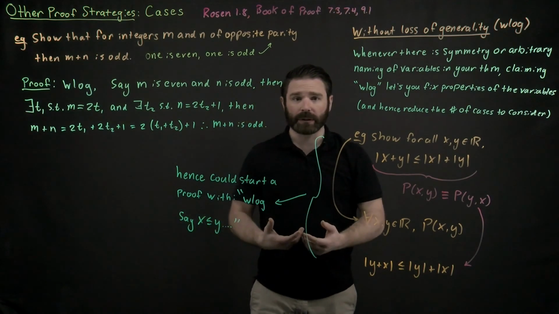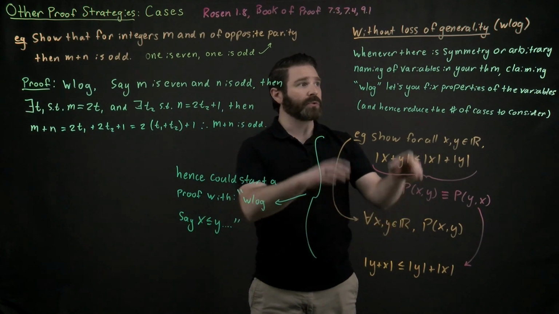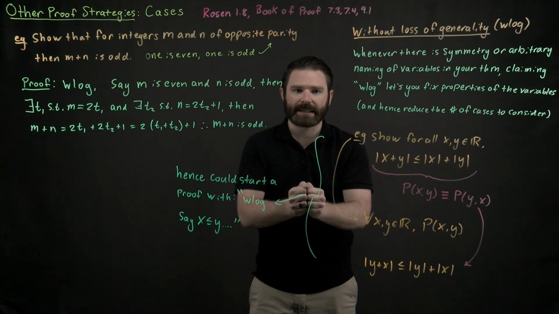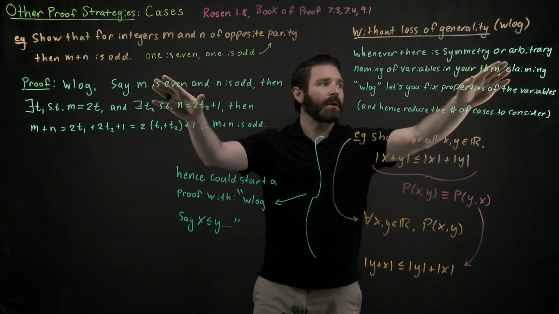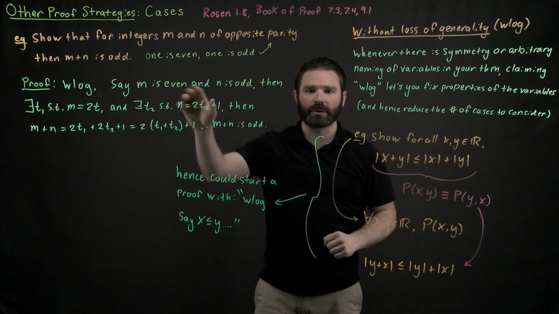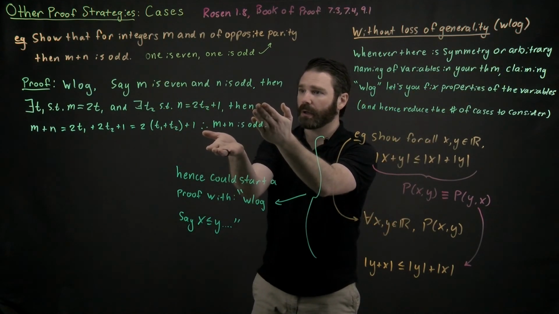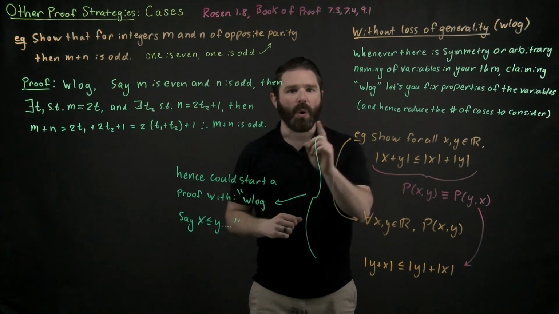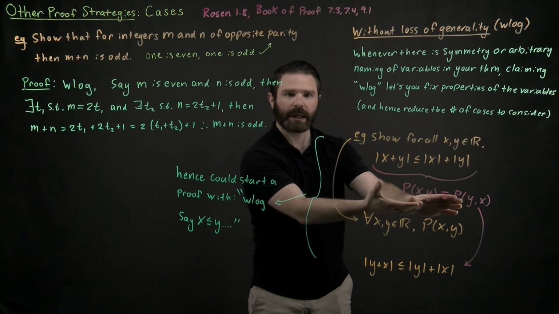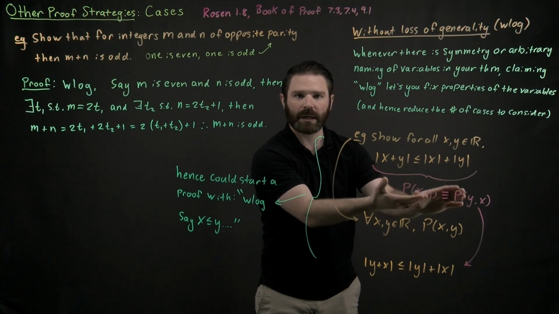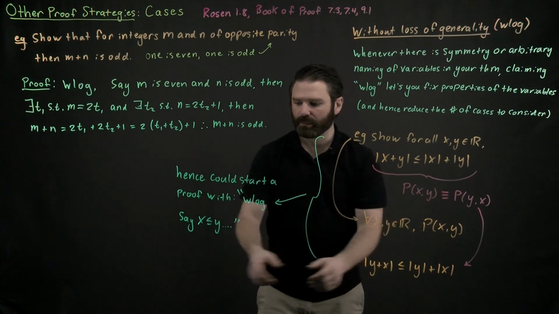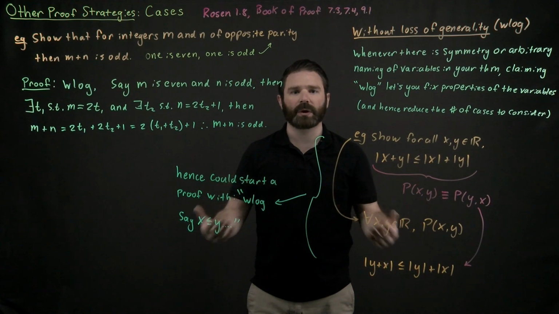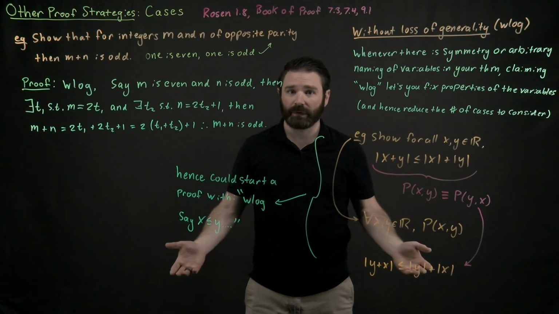So very importantly, whenever you try to use without loss of generality, you have to be absolutely sure that either you have an arbitrary naming of variables and your proof will work if you switch the variable names, or you have symmetry in your propositional function that allows you to then fix some property about them. In either of those two cases, you can use without loss of generality and simplify your proof.